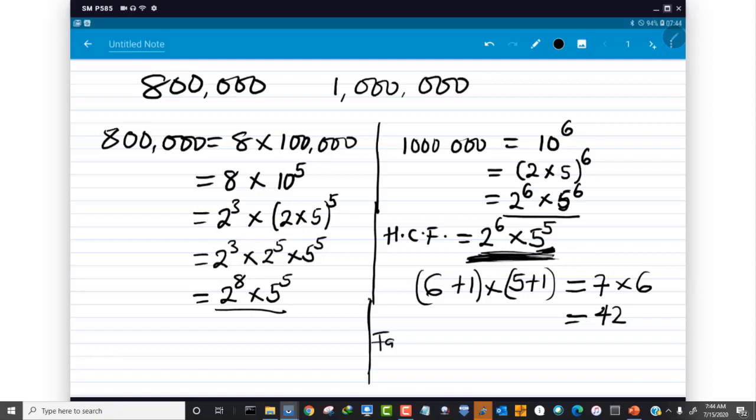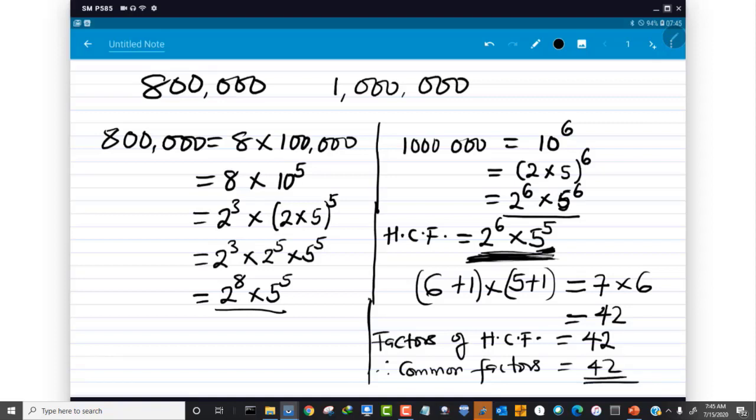So this means the number of factors of our HCF is 42, and that definitely must be the number of common factors of 800,000 and 1 million. So our final answer for this question will be 42.